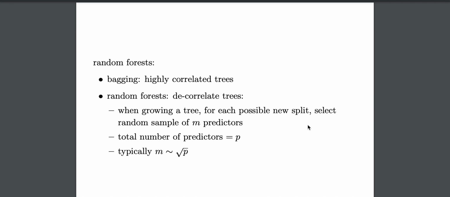So each tree will look very different, because first of all, we don't allow them to look at all the predictors. We only allow it to randomly pick a small subset, and moreover, that subset is random, so therefore the trees will be less correlated, and the number we typically use is square root of p.